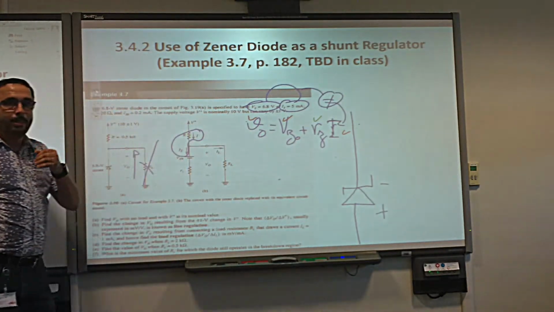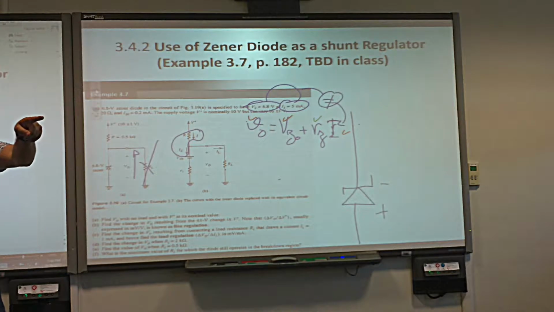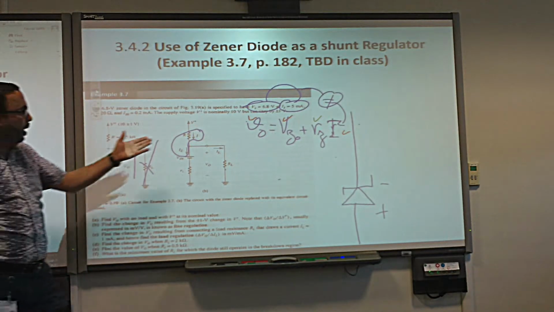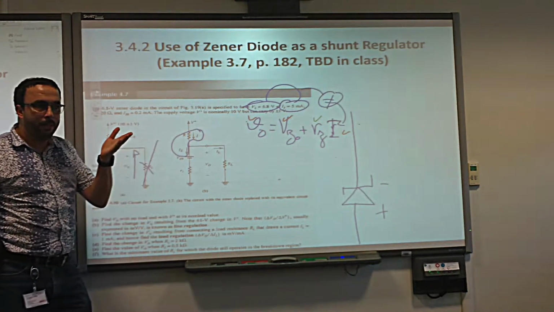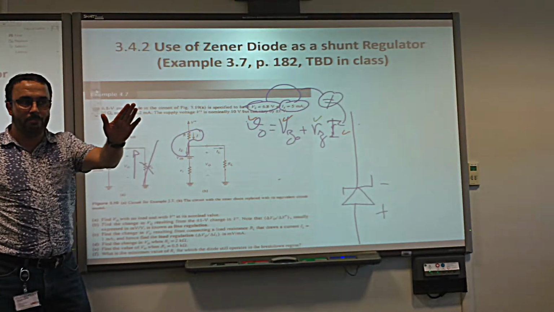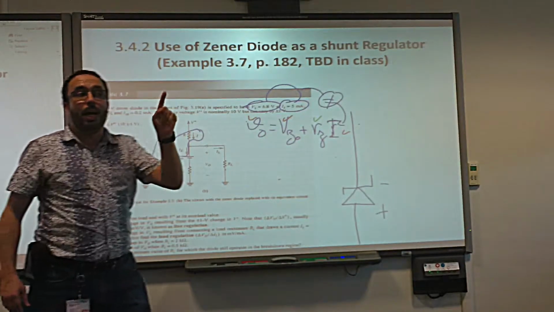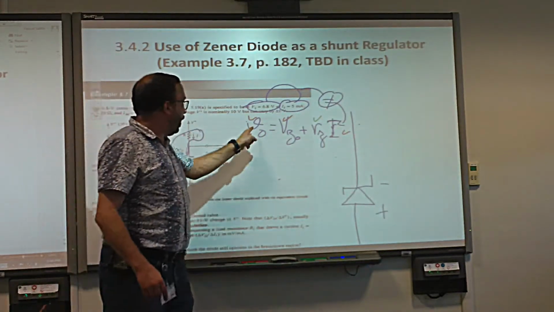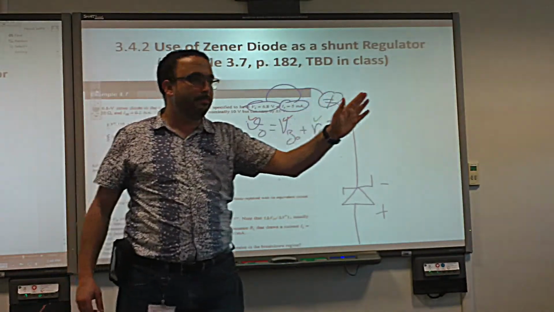We can find this. I equal IZ. Just a second. I equal IZ. That's fine. But hold on, continue. No, no. I is equal to IZ when V out is equal to VZ. Got it?